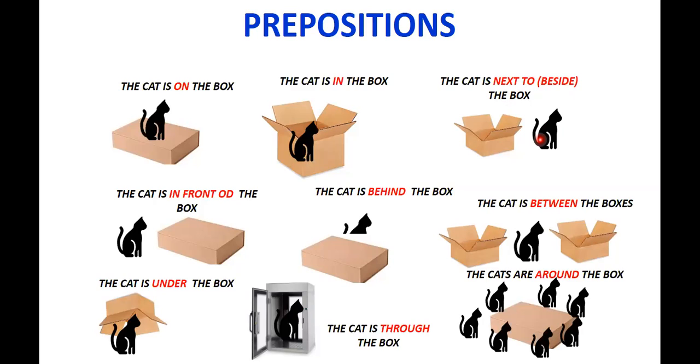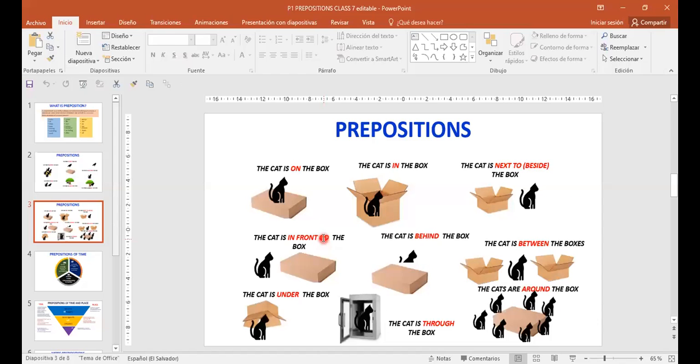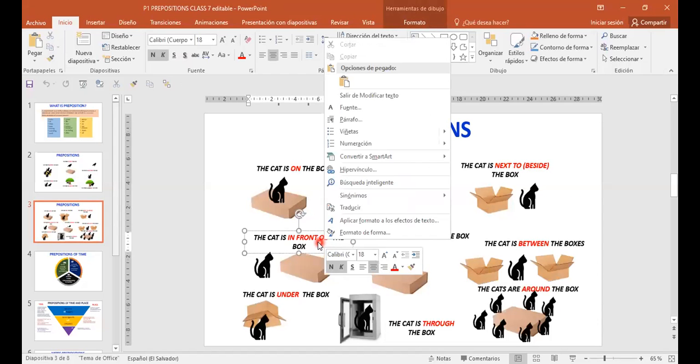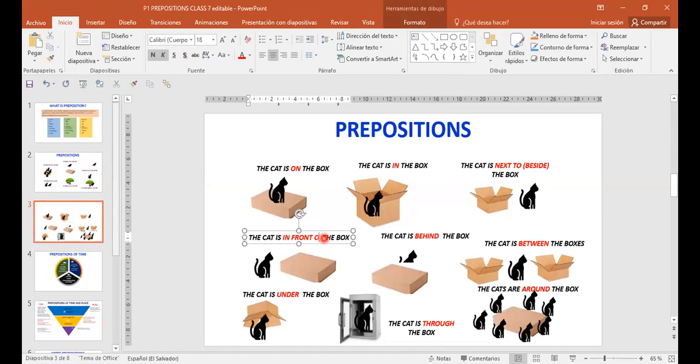Recuerda que la preposición es describir, ¿verdad? El lugar que tiene un objeto en relación a otro. So in this case, we are talking about the cat and the box. The cat is in front of the box. Sorry, here I have a short mistake. Off. Aquí vamos a poner una F. Okay. Sorry, I apologize.